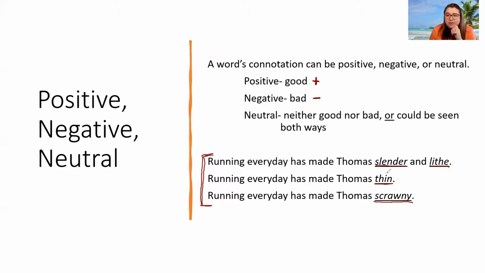So slender, lithe, thin, and scrawny are all synonyms for one another. They all mean essentially the same thing. What that means is that they have similar denotations. Their dictionary definitions are similar to one another. What they do not have is similar connotations. They have very different connotations.